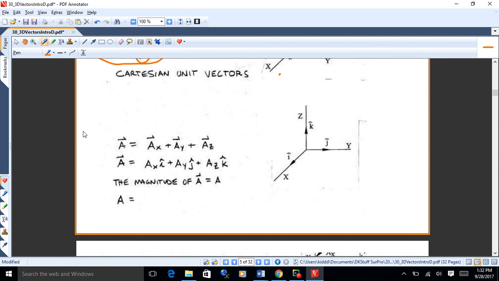Now Cartesian unit vectors, we've got the x, y, and z axes. The unit vectors are i, j, and k. That's what we call them. They're vectors of length 1 that point in the x, y, and z directions.